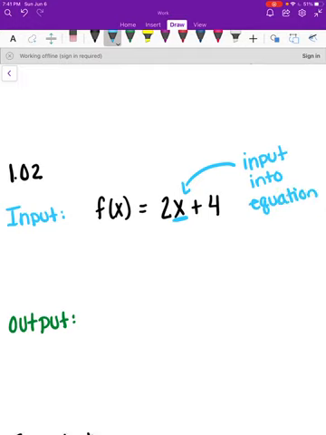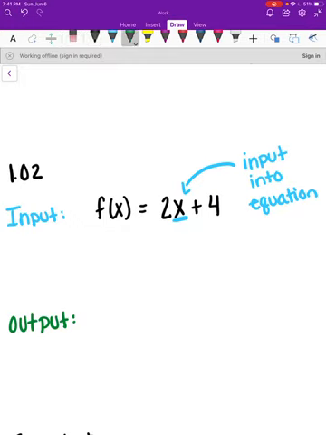That's how I remember it. So wherever you see this letter here in the equation, you're going to input whatever number you're inputting. Okay, so if you're inputting 2, it would be 2 times 2 plus 4.